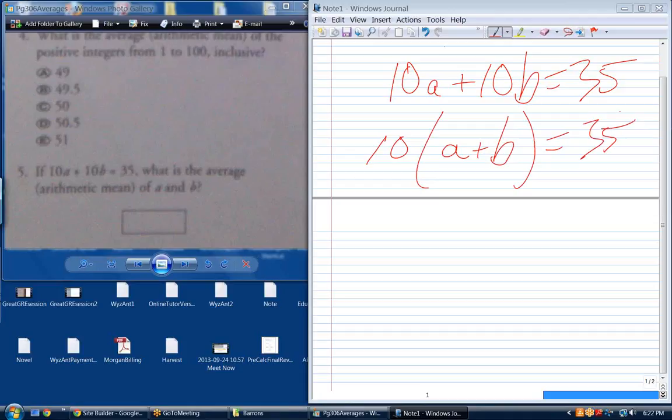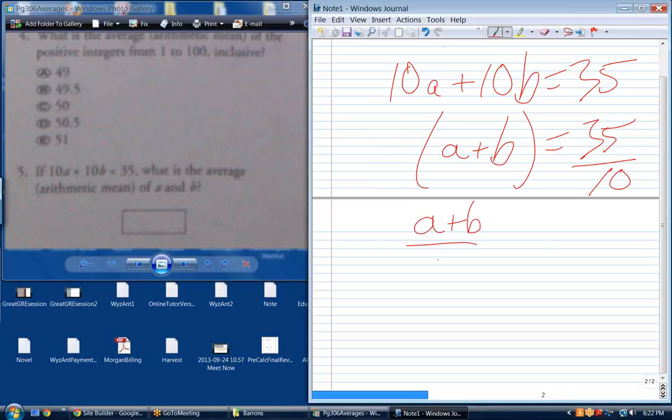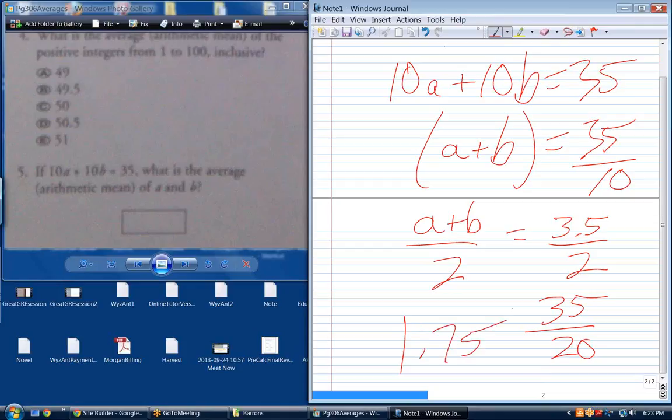And then you say a plus b equals 35 divided by 10. Okay. So a plus b equals 3.5. Right, but what they want is a plus b divided by 2, which is the average of a and b. Yeah. So it would be 3.5 divided by 2, or 35 divided by 20. What is that, 1 3/4? Yeah, I think so. Okay.